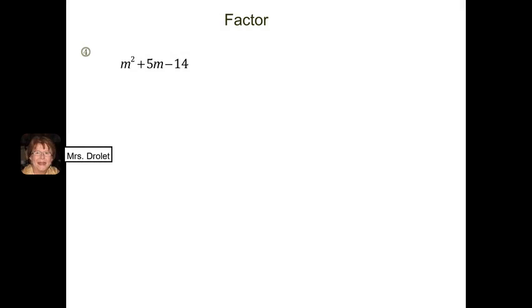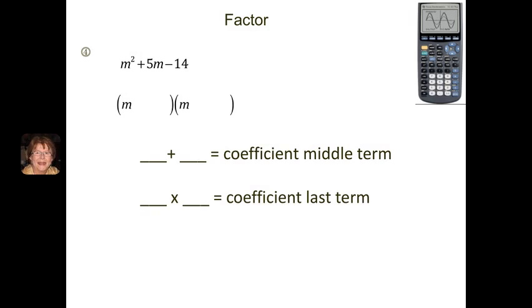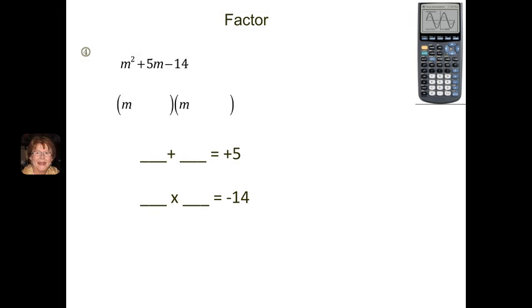Recognize that there's an easy trinomial. As soon as you see there is an easy trinomial, place your two sets of brackets. Find the square root of the first term. Square root of m squared is m. M is a term in each factor. It's the first term in each factor. Then you're going to look for two numbers. When added together, give you +5. When multiplied together, give you the last term, which is -14. Do you know what those two numbers are?